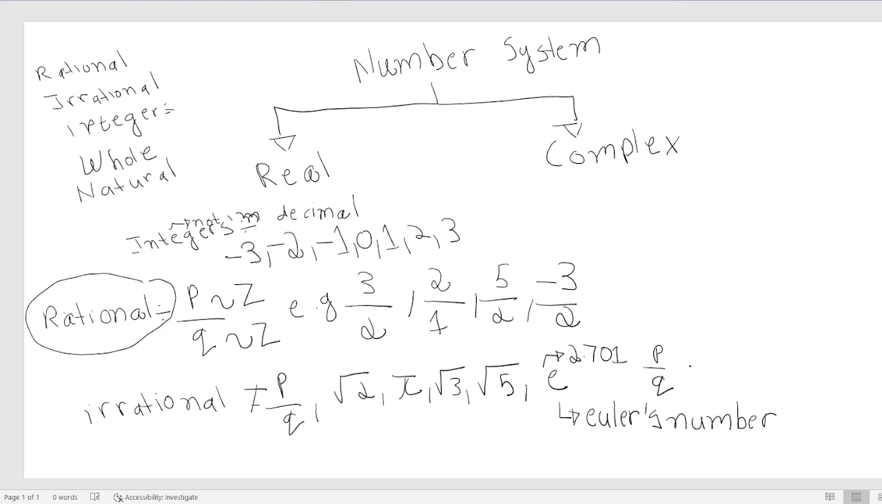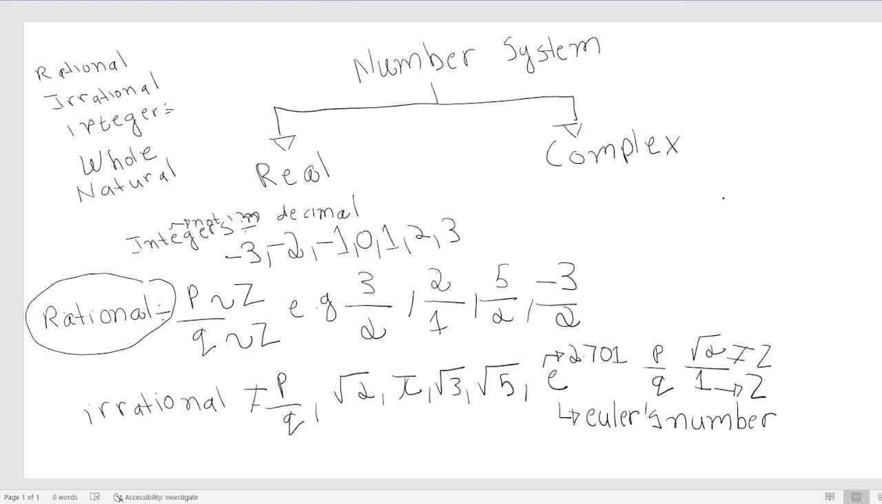Now over here I'm going to give you an example. For example, square root of 2 over 1. Is this rational or irrational? Now if I see, 1 belongs to an integer, definitely. But does square root of 2 belong to an integer? No, it does not belong to an integer. So square root of 2 over 1 is an irrational number, not a rational number.